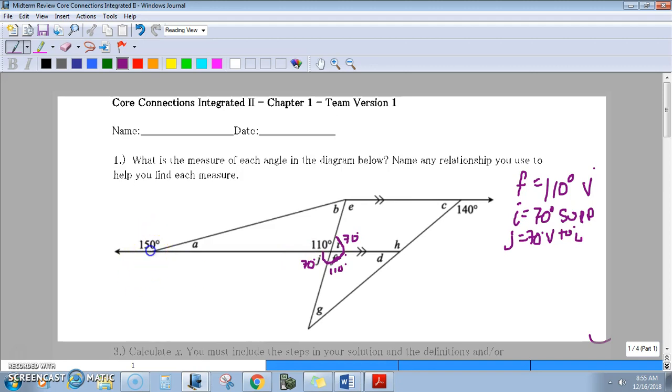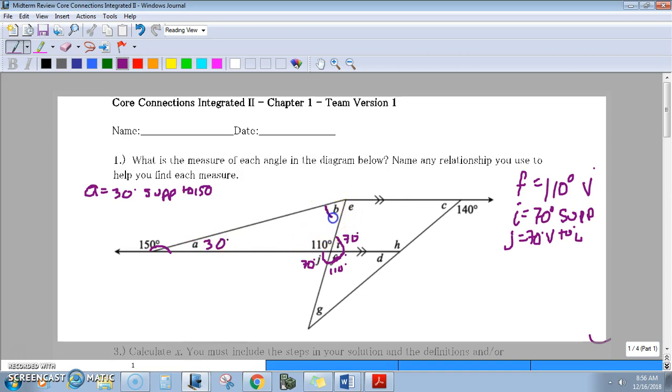Okay, I'm going to go over here to A. A and 150 are on a flat line, so we are going to call them supplementary. So A must be 30 because 30 plus 150 is 180. And we'll call that supplementary. And I guess you could say to 150. You don't have to. So this is 30.